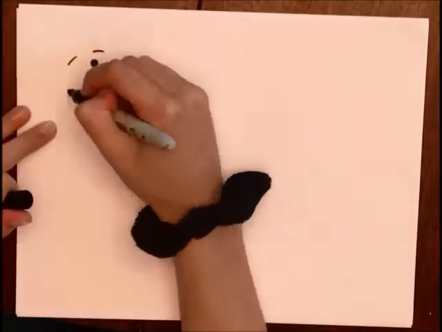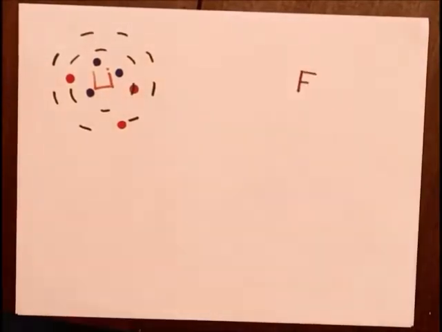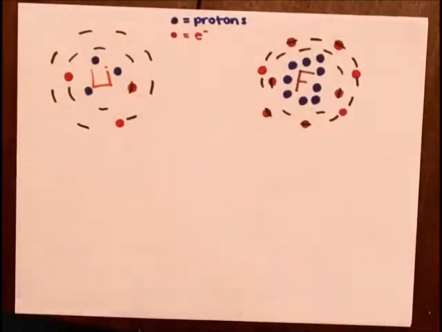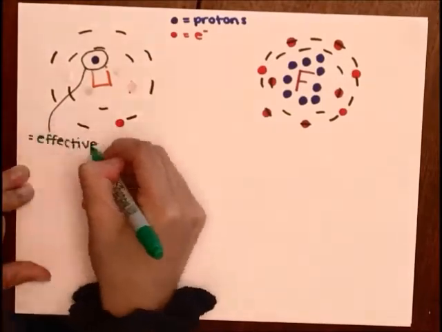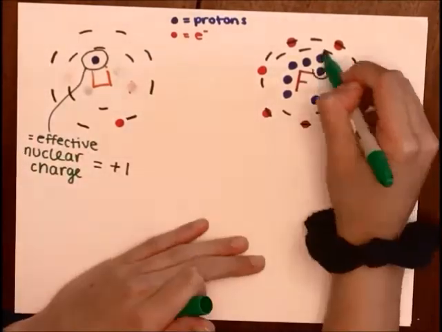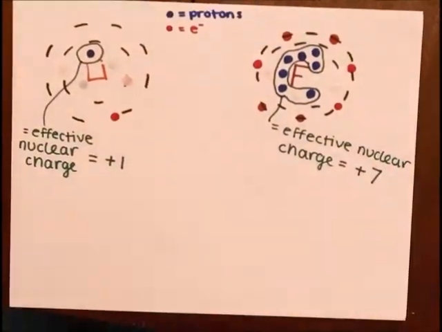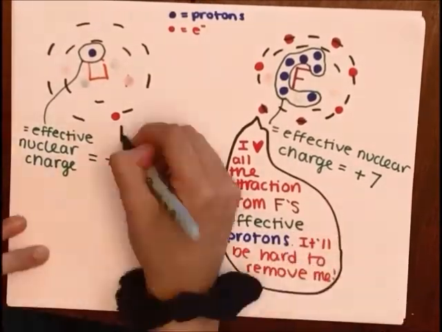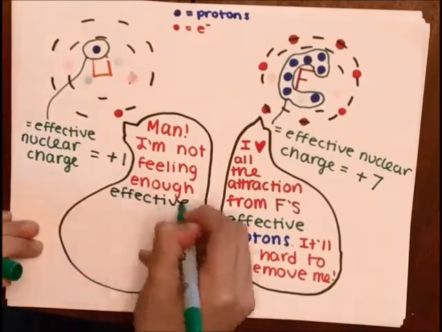As we go across the periodic table, the amount of protons in the nucleus increases, while the amount of electrons in the inner shells, or the shielding electrons, stays the same. So, the valence electrons feel more and more attraction from the nucleus. Thus, ionization energy increases from left to right along the periodic table because the electrons are more attracted to the nucleus and thus harder to lose.